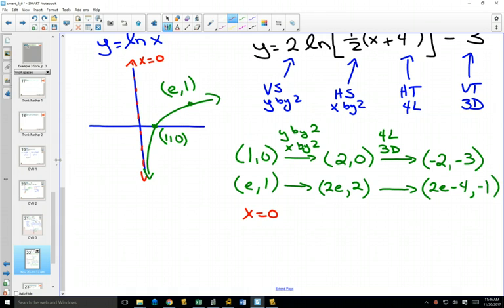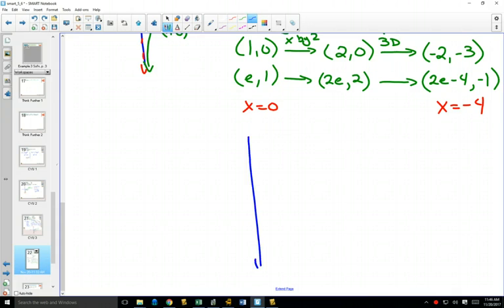As far as where our asymptote will go, again, the only thing that affects our asymptote is moving things left or right. And in this case, we're moving things 4 to the left. So our asymptote will be at -4. X equals -4.